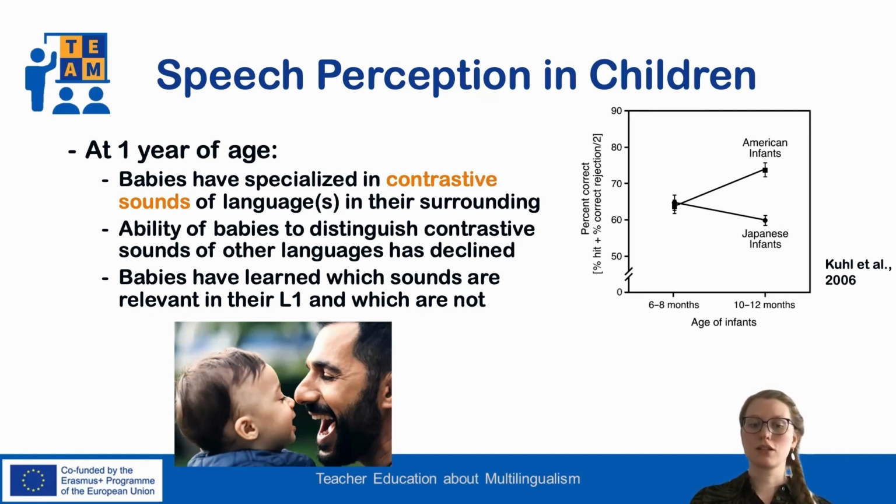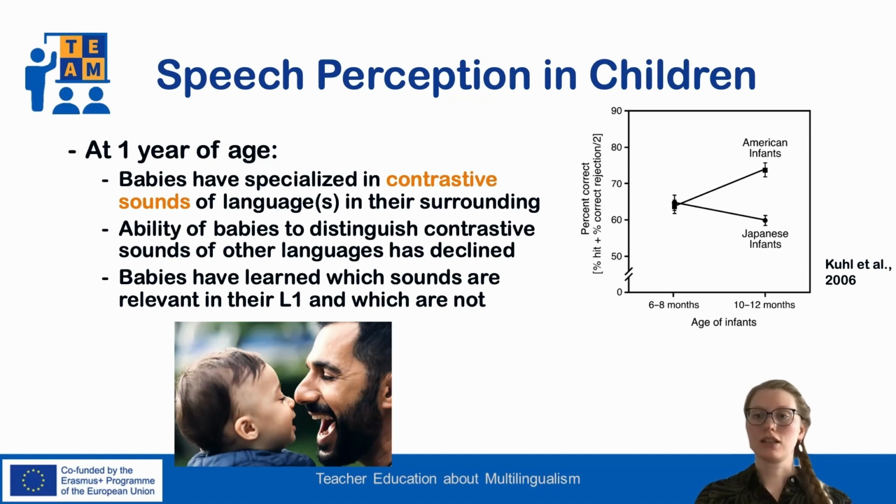So babies that grow up learning English, approximately at this age, they have started to specialize more in these sounds, and they can tell that these are relevant in their L1. But specializing in this one language or these languages in the environment also comes at a cost. So by this age of 1 year, babies are not as good as they were before at distinguishing sounds that are not contrastive in their languages.